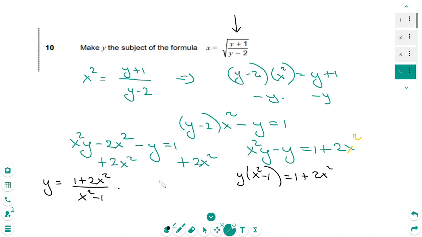So the answer is this one. So the y is 1 plus 2x squared over x squared minus 1. So I did the inverse operations on both sides until I have y on one subject only.